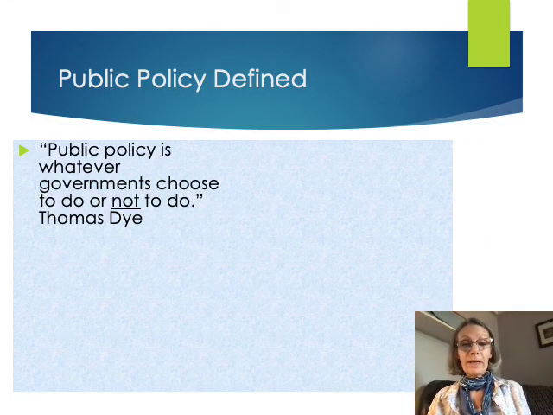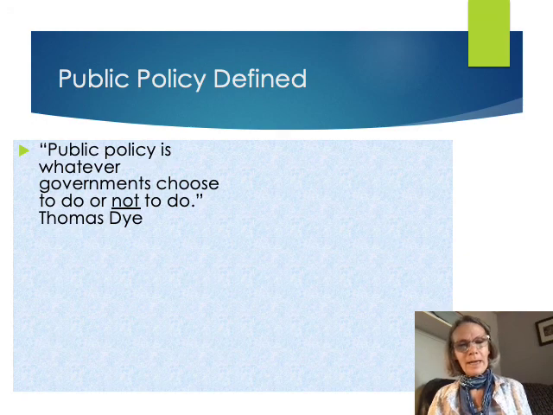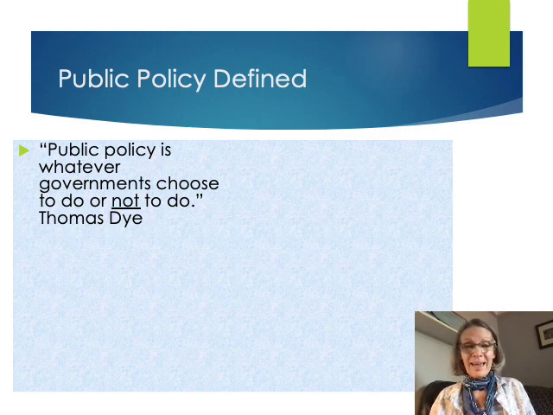The chapter that you're reading this week from the textbook written by Thomas Dye defines public policy as whatever governments choose to do or not to do. On one hand, it seems sort of like a vague or really broad definition of public policy. But what I like about that definition is I think that it really does exemplify exactly what public policy is. Public policy is actions that government take or actions that government refuse to take.